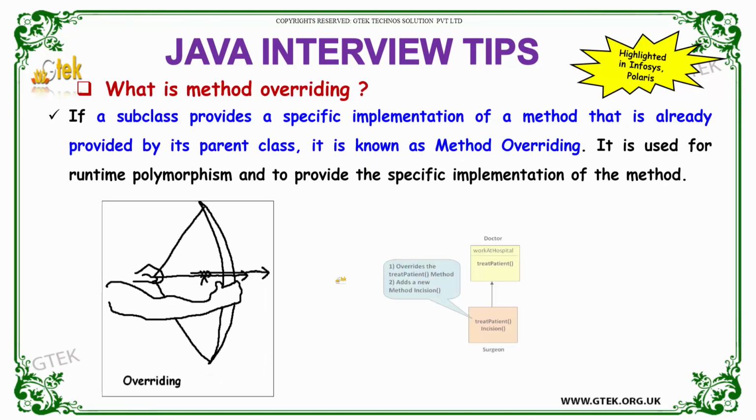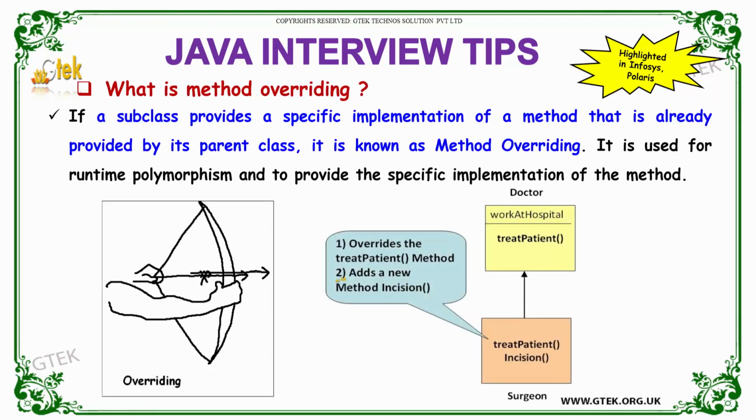Let us see our next question. What is method overriding? If a subclass provides a specific implementation of a method that is already provided by its parent class, then this is known as method overriding. It is used for runtime polymorphism and to provide the specific implementation of the method. So that is known as method overriding.